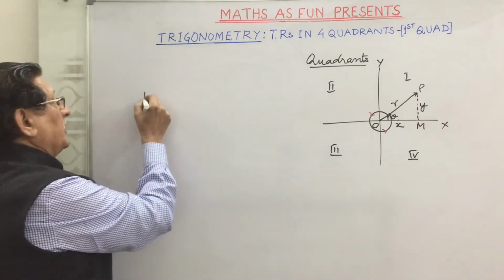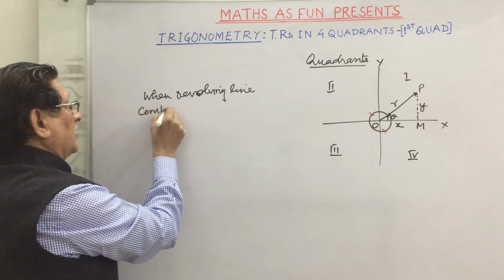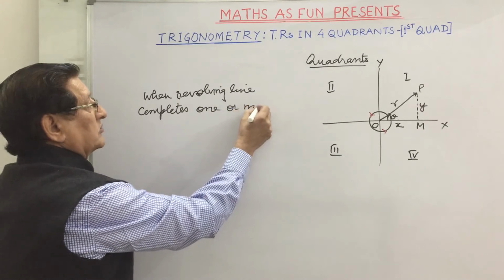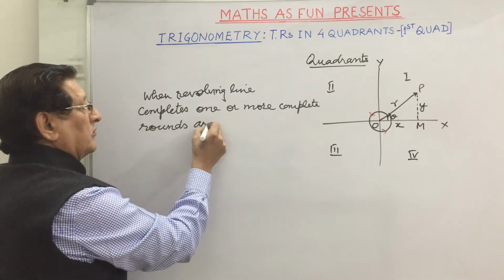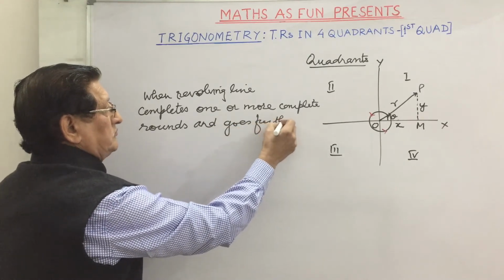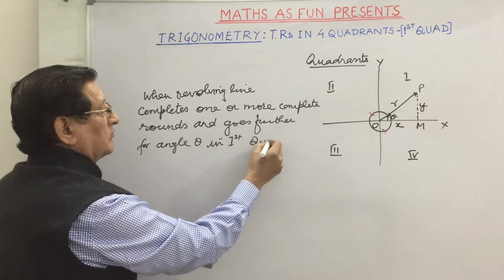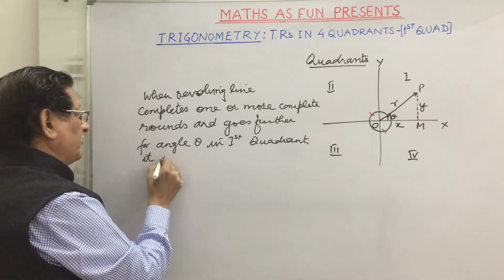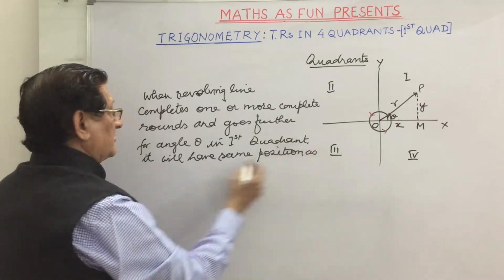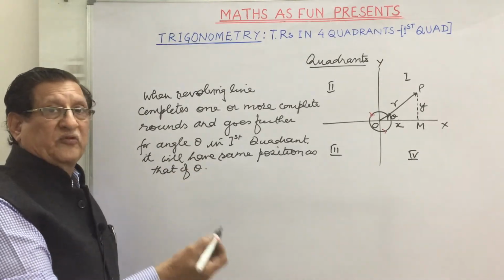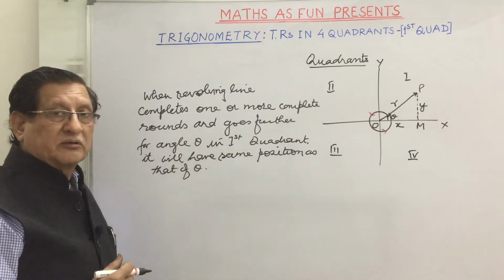So what we can say, when the revolving line completes one or more complete rounds and goes further for angle theta in the first quadrant, it will have the same position as that of theta, and therefore we find that after 360 plus theta, the same trigonometrical ratios we will be finding as they are for theta. It means what?